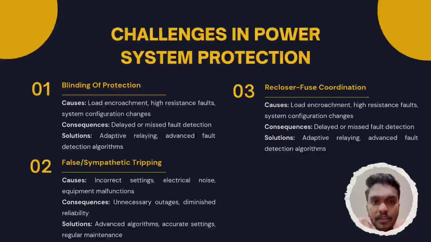The next challenge is false tripping. False tripping involves the protective device mistakenly disconnecting a circuit without a fault, caused by incorrect settings, electrical noise, or equipment malfunction. This results in unnecessary power outages, reduced system reliability, and increased maintenance cost.